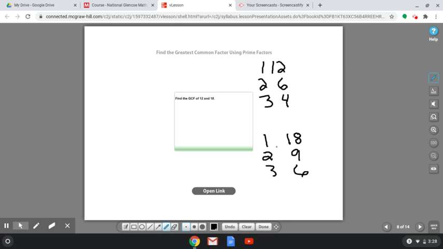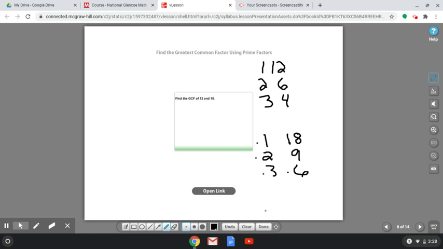So if you look at the ones they have in common, they have the 1, they have the 2, they have the 3, and they have the 6 in common. All right? Therefore, the greatest common factor would be 6.